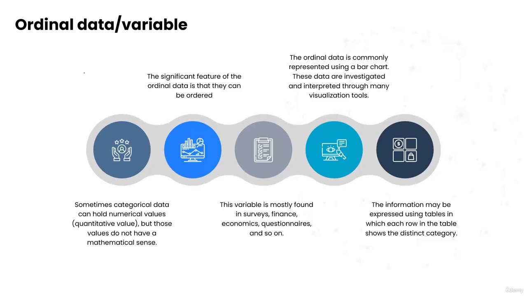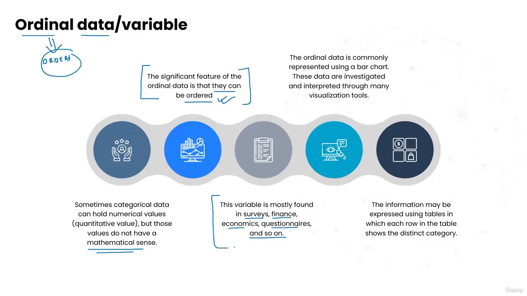Now, moving towards ordinal data. Of course, as the name suggests, ordinal has something to do with orders or ordering. The significant feature of ordinal data is that they can be ordered. The first and foremost feature of ordinal data. Ordinal data, sometimes categorical data, can hold numerical values as we already discussed, but those values do not have a mathematical sense, right? We already discussed this. Ordinal data are variables which are used mostly in surveys, finance, economics, questionnaires, and so on.